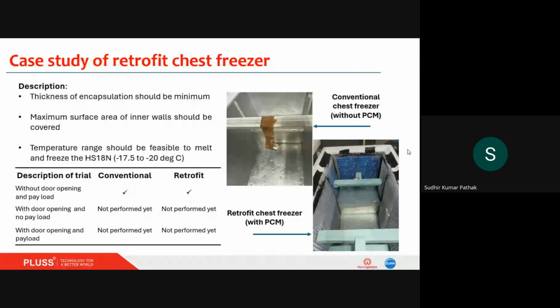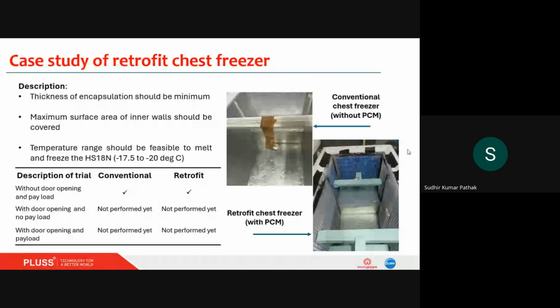the chest freezers, like in the dairy milk product industry or in some grocery stores, where they operate the chest freezers day and night and put different types of products in them. If we put PCMs in these chest freezers and reduce the consumption of energy, then we can save a lot of energy.